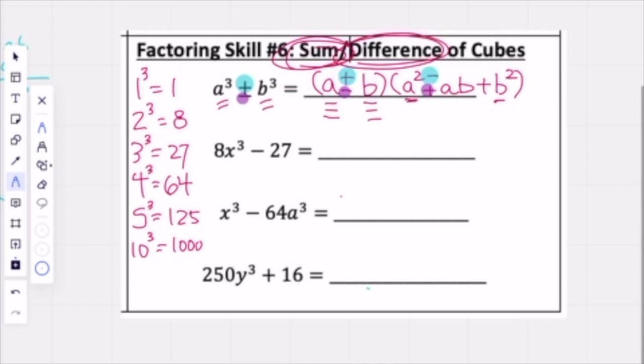Some people use this acronym to help them keep track of the signs. This is always going to be the same as the original. This is always going to be opposite the original. And this back end is going to be always positive. So AP.